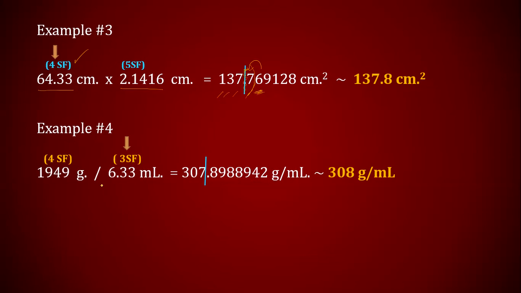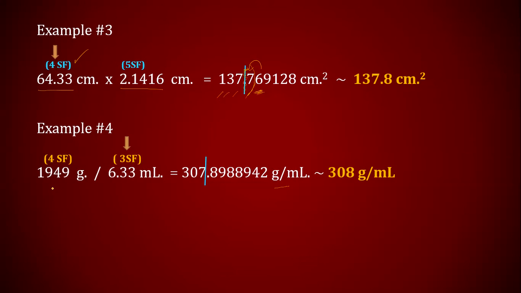Example number 4. This time we will do division. 1,949 grams divided by 6.33 ml, or milliliters. Now I wrote already the calculated answer, and the answer is 307.8988942 gram per ml. So look at how I have handled the unit, okay? This is division, and I see two different units. It's a gram and an ml. So all you have to do is to copy that, and then you make a line in between them, and you read that as gram per ml.